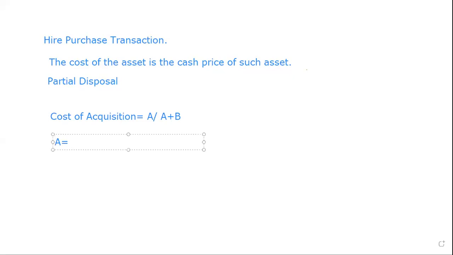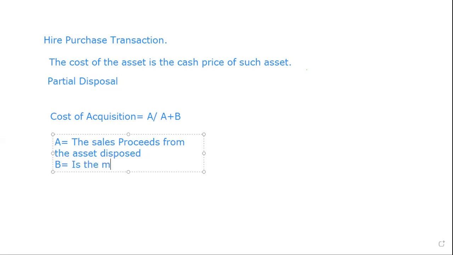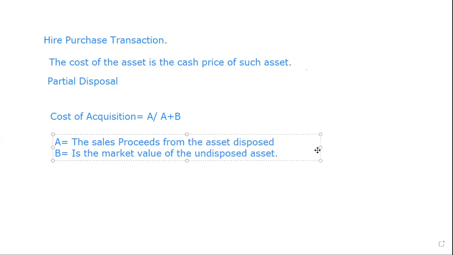So A is the sales proceeds from the asset disposed, and B is the market value of the undisposed asset. Are we on the same page? So that's basically how to do it. So the answer you get here will be multiplied by the cost of acquisition of the total assets.